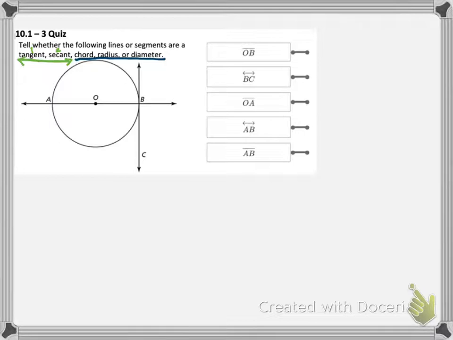So the first says OB, and it is a segment, so it's one of these three options. It goes from O to B. It goes from the center of the circle to the edge of the circle, so we call that a radius. Next one is BC, and if you see there's lines above, so guess how many options there are for BC? Just 2 options, because it is a line that goes infinitely in both directions. It only touches the circle once at B, so that makes it a tangent.